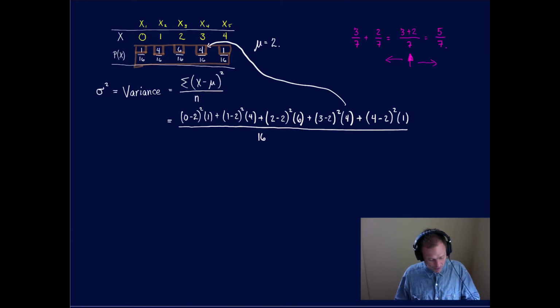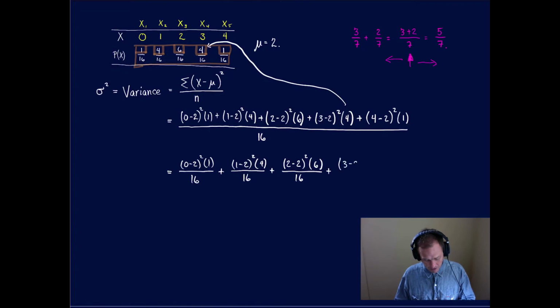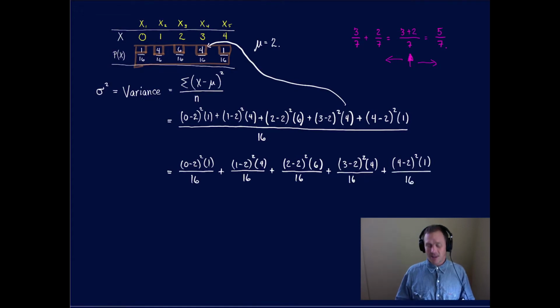Let's write it as equals (0 minus 2) squared times 1 over 16, plus (1 minus 2) squared times 4 over 16, plus (2 minus 2) squared times 6 over 16, plus (3 minus 2) squared times 4 over 16, plus (4 minus 2) squared times 1 over 16. There we go. Now we're making progress. It may not look it.